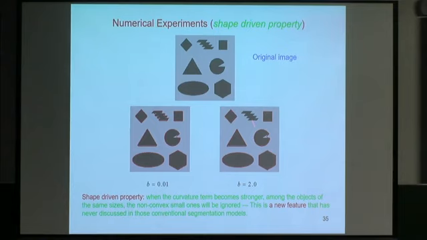So the reason is what? Because this object is non-convex. If you capture that, the Euler elastica term should be very big. So that's why it sacrifices the fitting term. However, for this kind of convex one, it is still preserved. So that's why we call this one the shape-driven property.